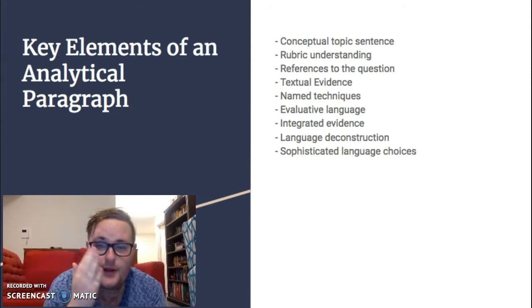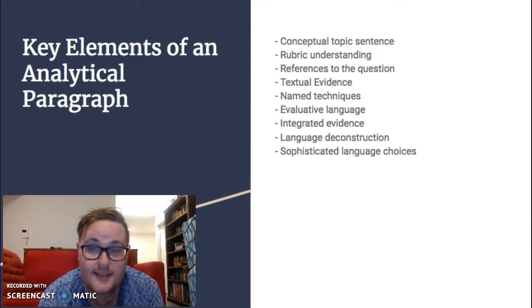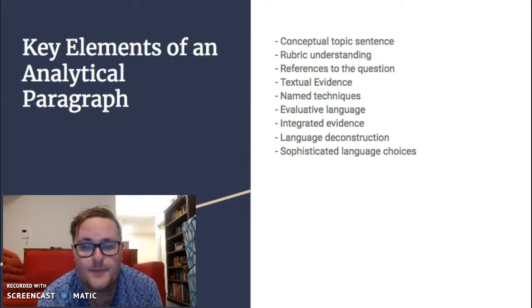Okay, so when we are constructing paragraphs, so body paragraphs of an essay, we're looking at conceptual topic sentences, rubric understanding, references to the question, textual evidence, named techniques, evaluative language, integrated evidence, language deconstruction, and sophisticated language choices.